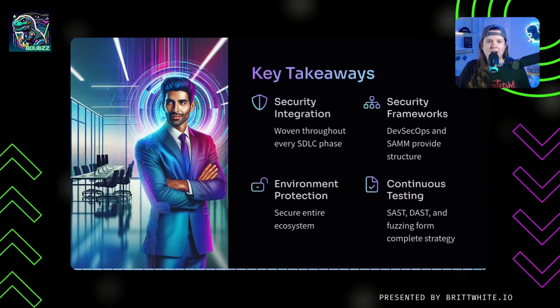We also covered environment protection, which is vital. Think about your entire development ecosystem, from code to tools to deployment pipeline. All of this needs robust security controls. Finally, we discussed continuous testing, covering 3 key approaches: SAST, DAST, and fuzzing. Together, these form your complete testing strategy across the development lifecycle.